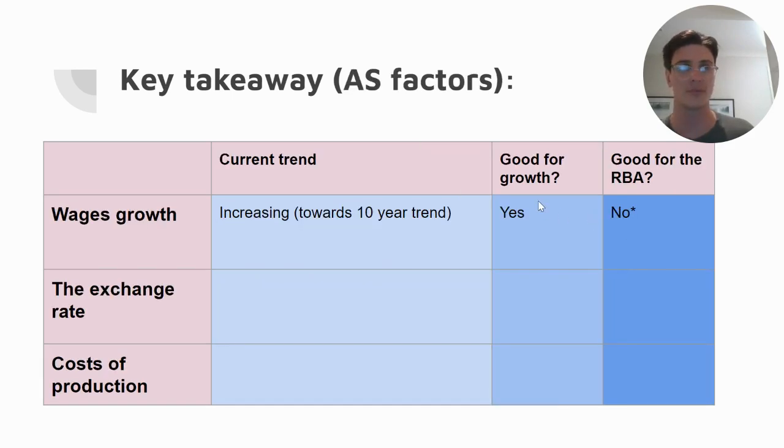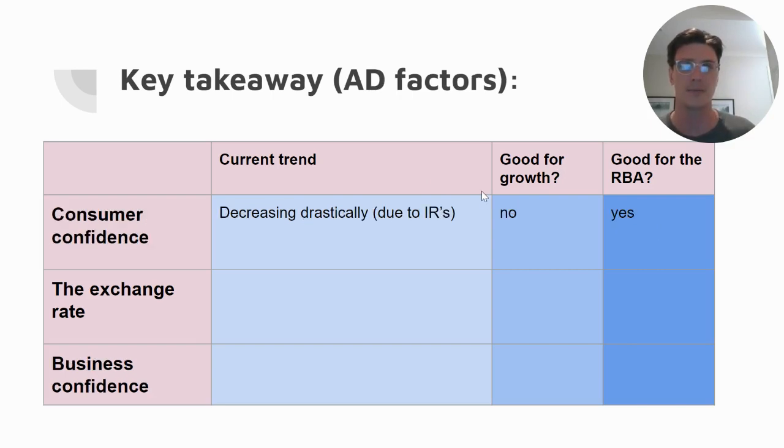I'm giving you some homework to do this for the aggregate supply factors as well. So copy this down. Wages growth, what's happening to wages growth? The exchange rate, what's happening to that? Cost of production, what's happening to that? And I'm going to get you to do something a little bit different here, because there's a bit of a trade-off between the economy going really well and what the RBA is likely to do. And of course, we've talked about this a lot. It's because if we grow any more, it's going to create inflation. So something that would be good for growth is not going to be good for the RBA. So just a next step there as well.